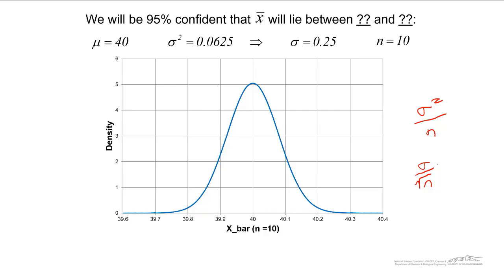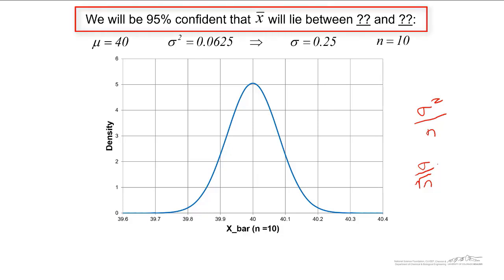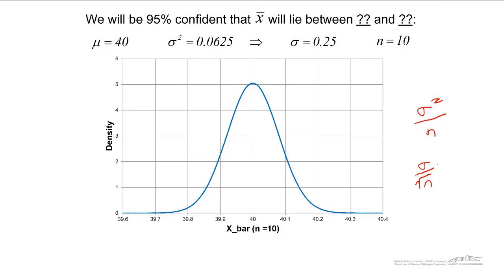For confidence intervals, we want to find lower and upper limits such that we'll be 95% confident that the average of n items will lie between those two limits. If we're talking about a 95% confidence interval, that means we have something known as alpha, a risk level, equal to 0.05. 95% confident means that we are 5% unconfident, and we have a risk level of 0.05. So keep this in mind as we go through the next couple of slides.